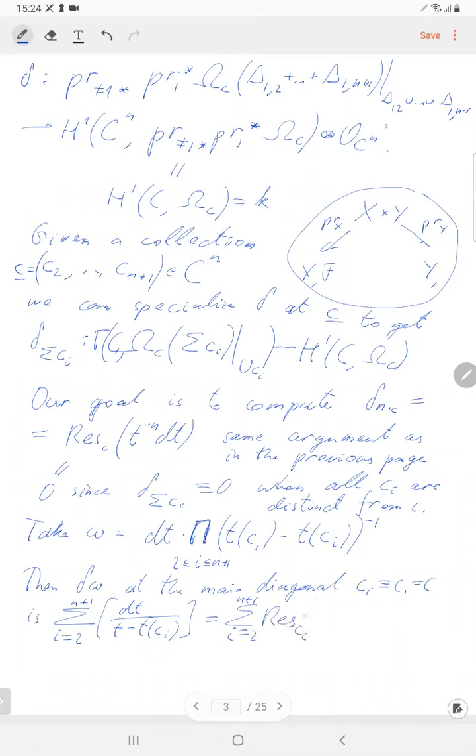And where does this cohomology class lie? In the first cohomology of the dualizing sheaf, that's just numbers. So it's just a number. It's just the sum of residues.